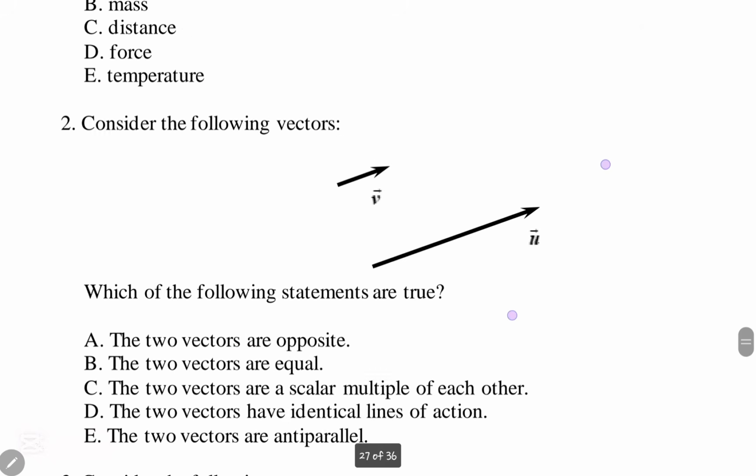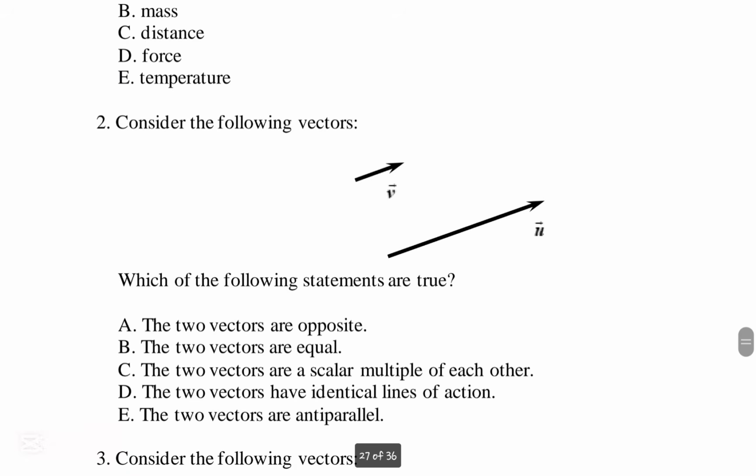We'll move on to the next question, which is question number 2. Which of the following statements are true? They want us to look at the two vectors and look at the options and see which of the following are true. First of all, part A says the two vectors are opposite. When we look at the two vectors, we see that they're both going in the same direction. So no, they are not opposite. And then part B, the two vectors are equal. No, looking at them again, they don't have the same length, so they are not equal. Now the two vectors are a scalar multiple of each other.